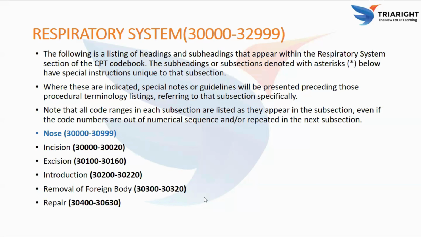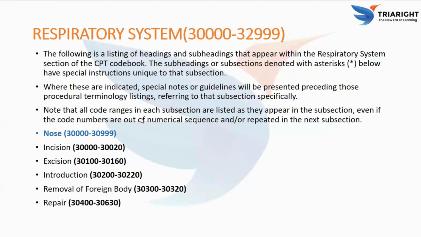So, what are the important things from this slide? Headings and subheadings. So, CPT work is divided into main headings, for example, nose. So, under each heading, there are subsections like incision, excision, repair, etc. So, some subsections have an asterisk symbol, meaning they contain special coding rules. You must read the guidelines before coding. So, you have to always read the notes and guidelines before selecting a CPT code.